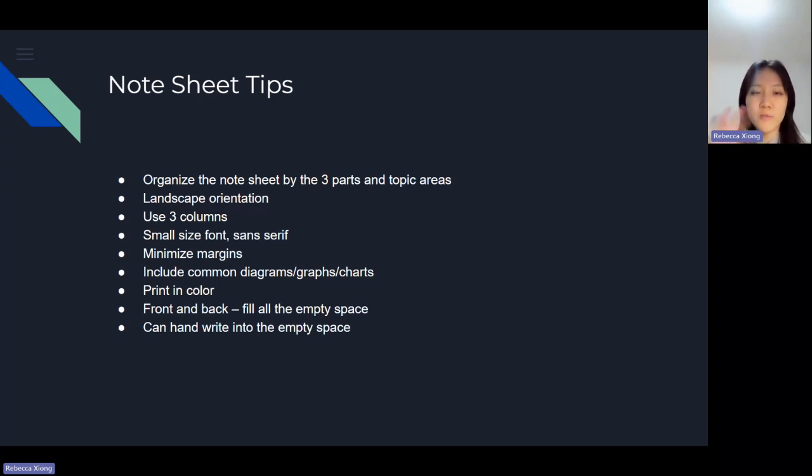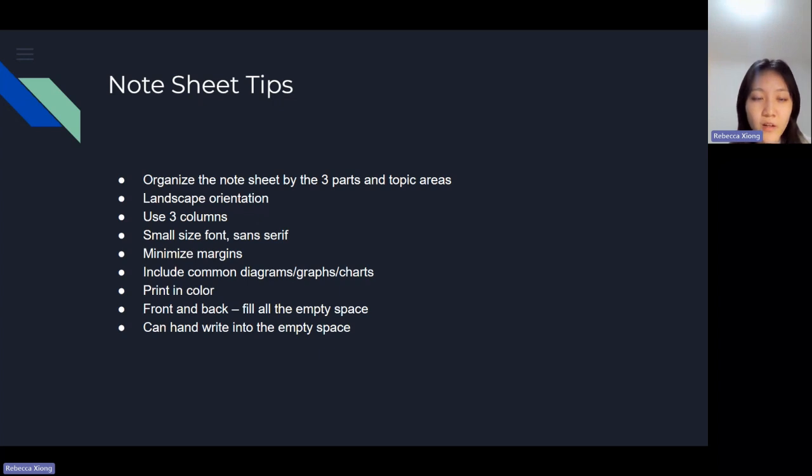So maybe 3 columns also to help organizing and finding information rather than all in a clump or lump of text. And use a small size font, sans serif, to also increase more of the space you have on the note sheet. And you can minimize margins in Word to decrease the space between columns and also the space with the outside edge of the paper.